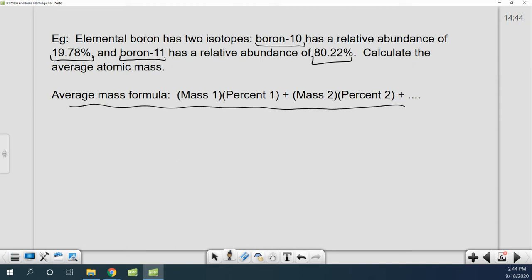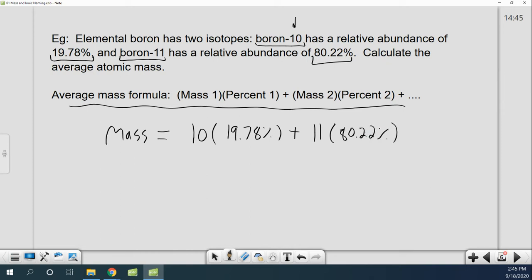And so here's your formula. If I want my average mass, I take the mass of the first isotope, so in this case, it weighs 10, times the abundance, 19.78%, and then I add it to the other one. It's 11 times 80.22%. Now, I hope some of you guys are scratching your heads right now, because there's one rule of math I just broke. You never, ever, ever do math with percents, right? You can't use a percent in math. We have to convert that. So you change the percent to a decimal by moving the decimal twice. You divide it by 100. Plus 11 times 0.8022.